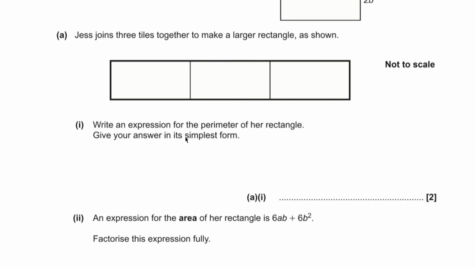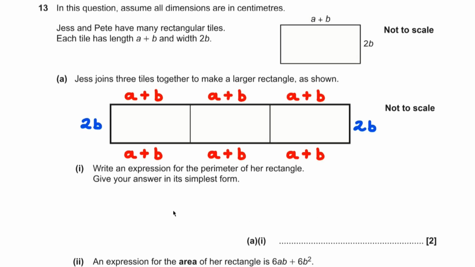For the first part, we have to write an expression for the perimeter of her rectangle, give your answer in its simplest form. So, what we have is this situation here where we've got a cross for the length, A plus B, and for the width we have 2B. So therefore, for the perimeter, what we have is 6 lots of this A plus B plus 2 lots of 2B.